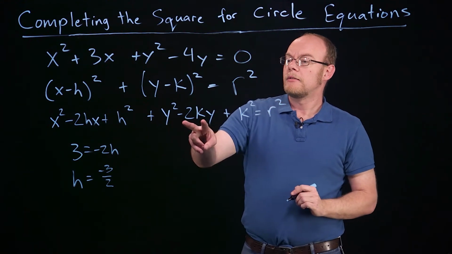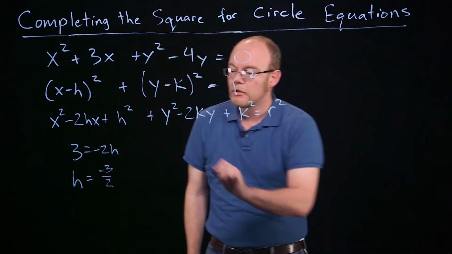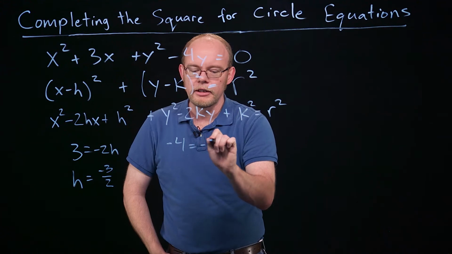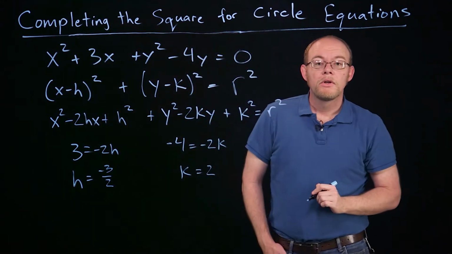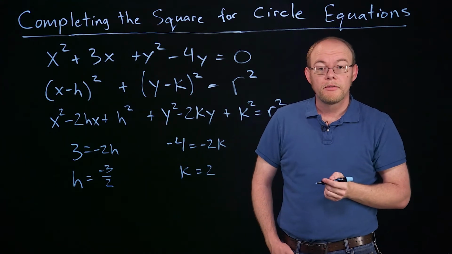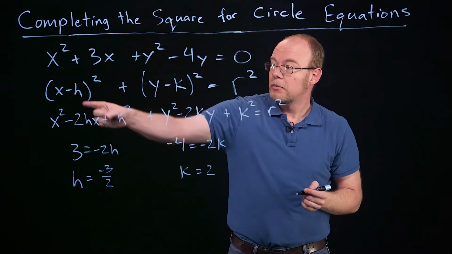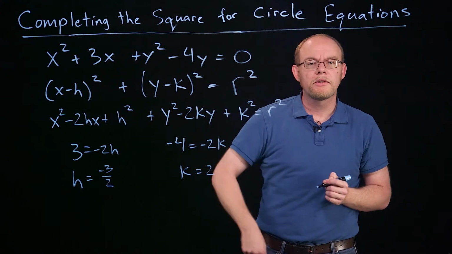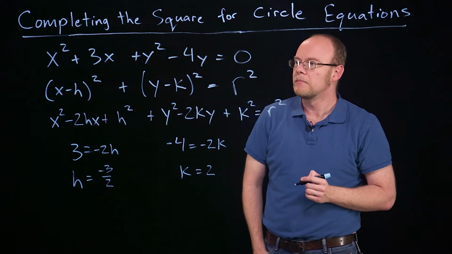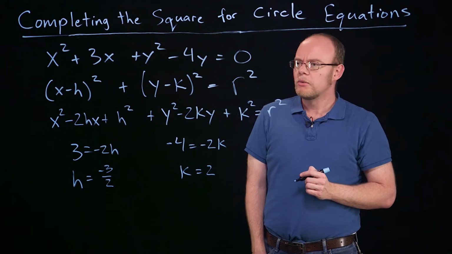Likewise, if we line negative 2k up with negative 4, we'll get negative 4 is equal to negative 2k, and that means that k is equal to 2. So right off the bat, we can actually find the center of the circle. It's going to be negative 3 halves, because that's going to be our h, and 2, because that's going to be our k. So this is where the center of our circle is going to be. But that doesn't complete all the work for us.